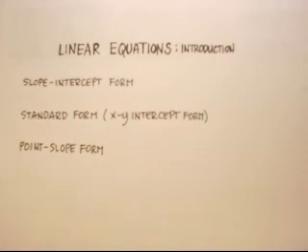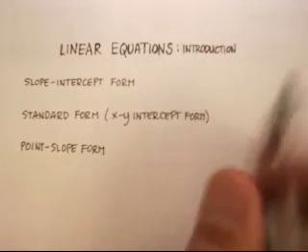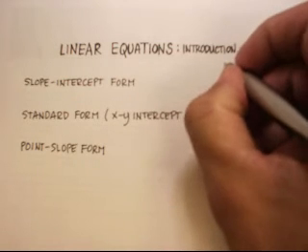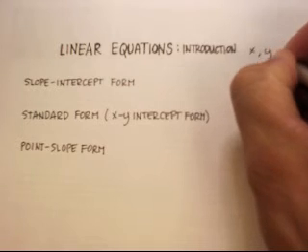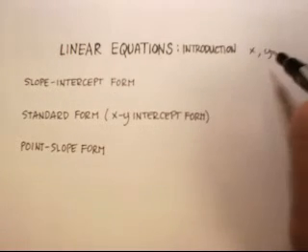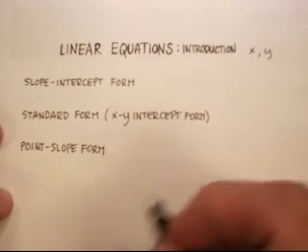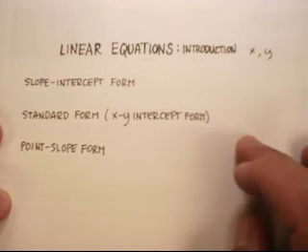Okay, in this video I'm going to go over a brief introduction to linear equations. And specifically I'm going to go over three different types of forms of linear equations. Now, a linear equation basically is anything that has an x and a y variable in it. Okay? And because it has an x and a y variable, it means we have two unknowns. And when you look at a linear equation, you have basically a line on an xy graph.